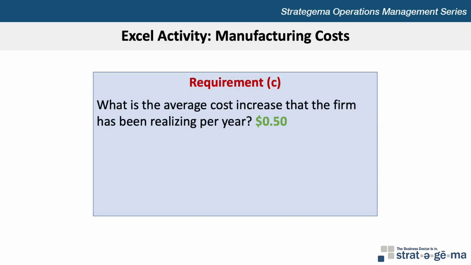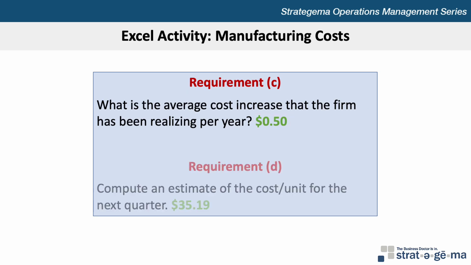For requirement C, the average cost increase the firm has been realizing per year is equivalent to the slope in the regression equation and is therefore 50 cents, rounded to 2 decimal places. Finally, for requirement D, the estimated cost for the next quarter is 35.19.